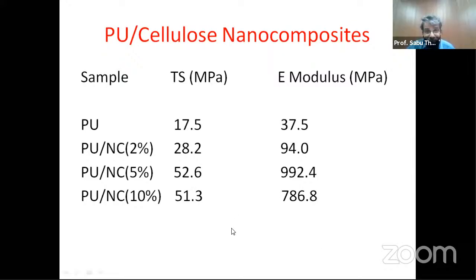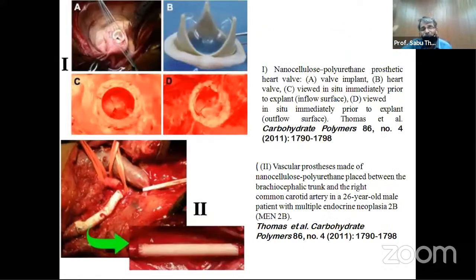And you see, 10% also gave almost a similar value. And he said 5% is good. Finally, what we did, my group and the Brazilian group, made a nanocellulose polyurethane prosthetic heart valve. See, we made something very interesting from waste, banana leaf waste. And we made a heart valve. We have a series of patents with them. And eventually we also published a few papers too.